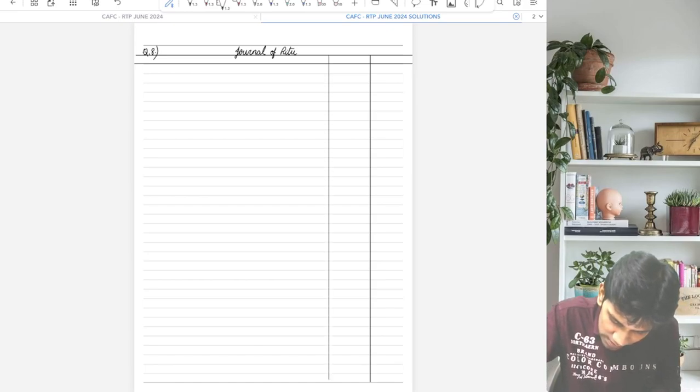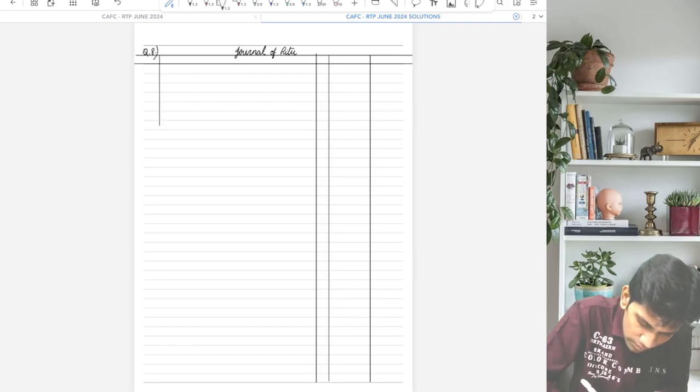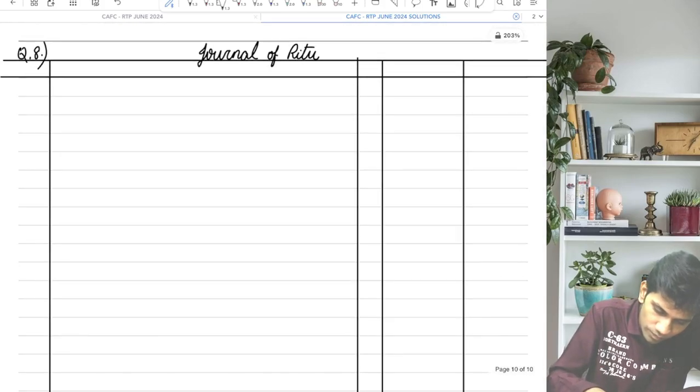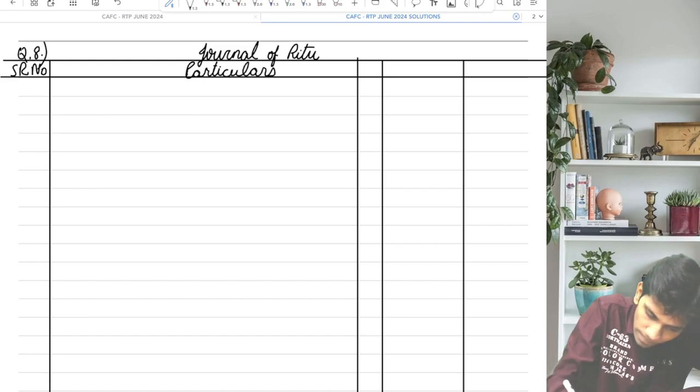Please make a note, guys. The BRS question was question number 5. I've just rectified the same. And bills of exchange is question number 8. No dates are given, so serial number, particulars, LF, debit rupees, and credit rupees.